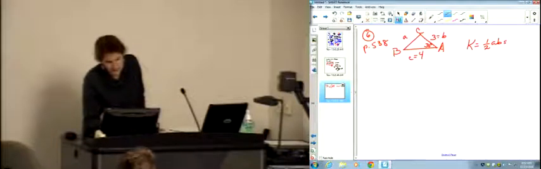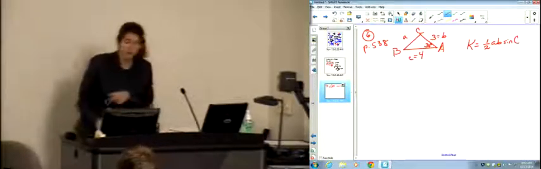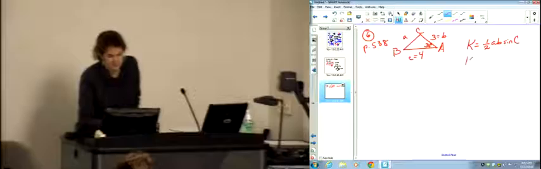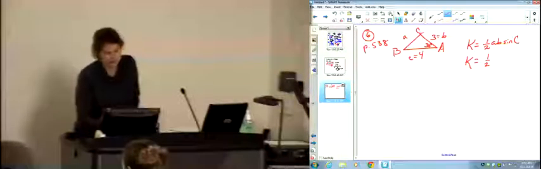Okay, so this time we were using 1/2 AB sine angle C. That's going to be a problem on this one because those aren't the things I know. So how can I adapt that for this problem? K equals 1/2. The two sides I know, what are they?